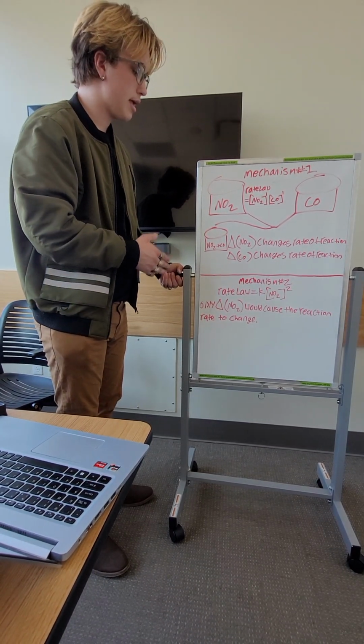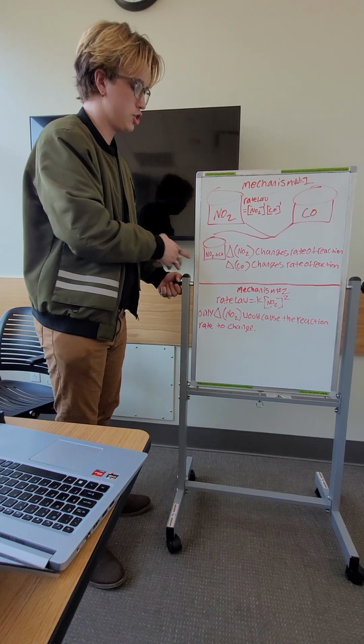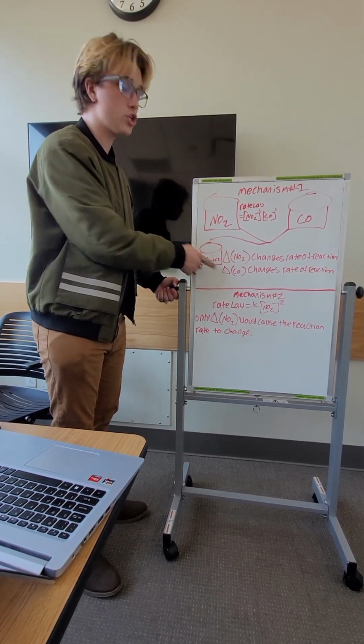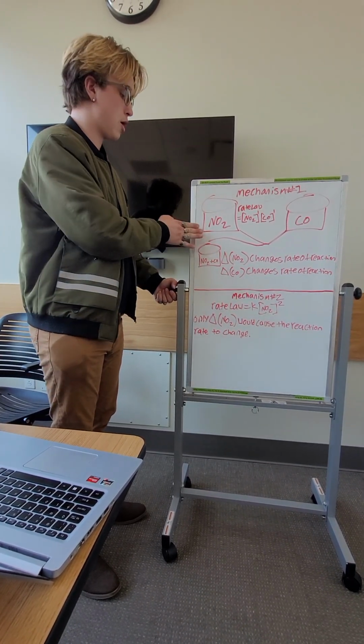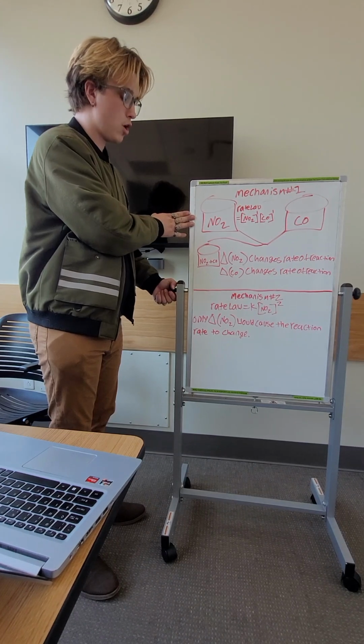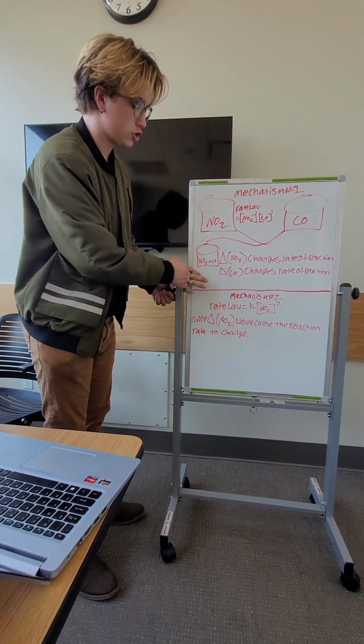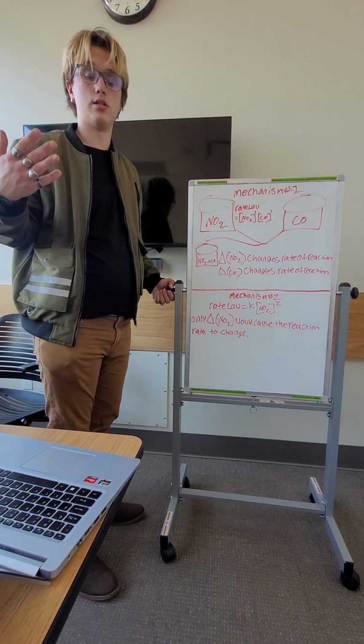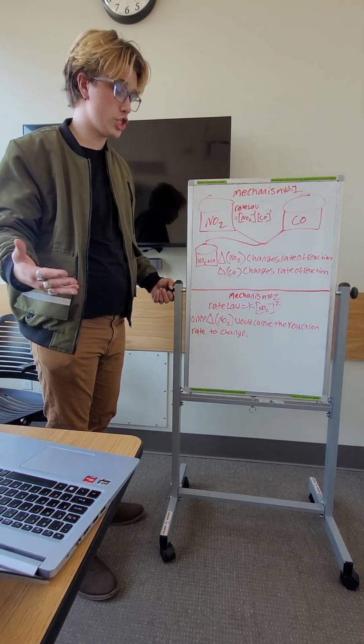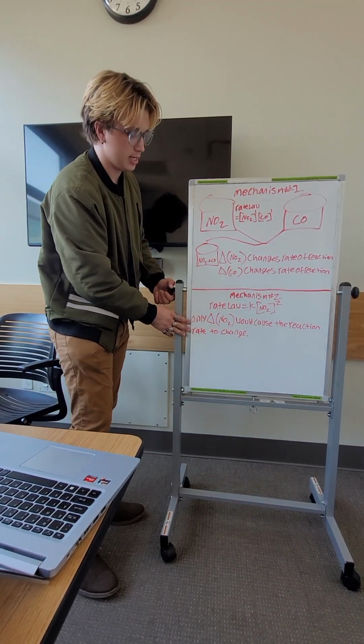And so therefore, if in the reaction, changing the concentration of CO changed the rate, we would know that it was mechanism number 1. If we were to change the concentration of CO and the rate of reaction did not change, then we would know it's mechanism number 2.